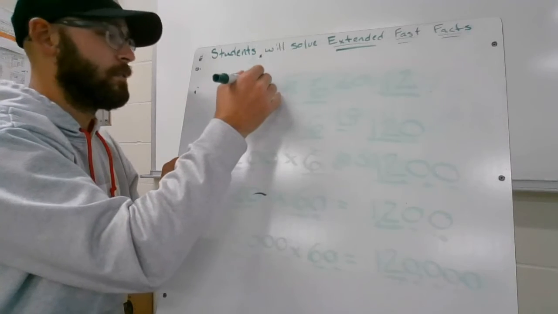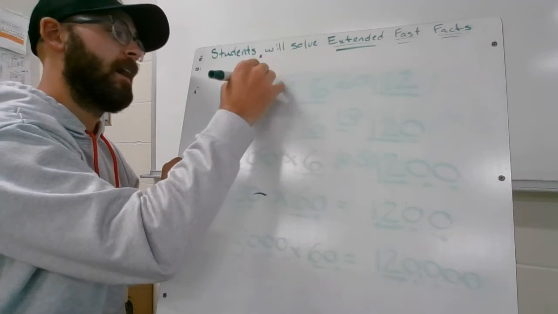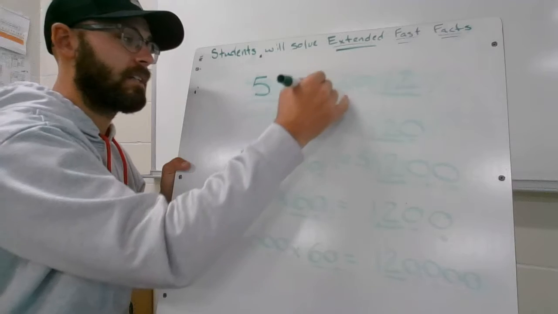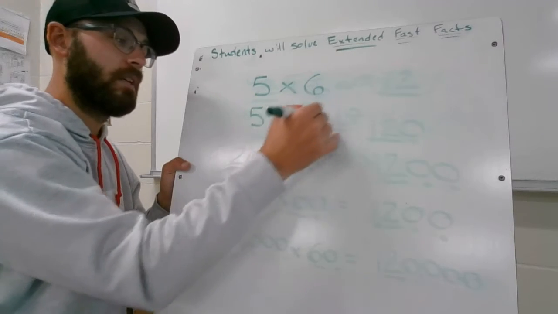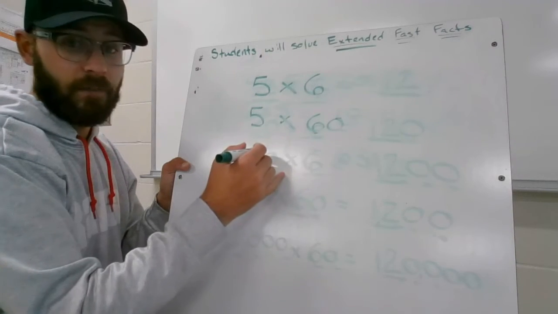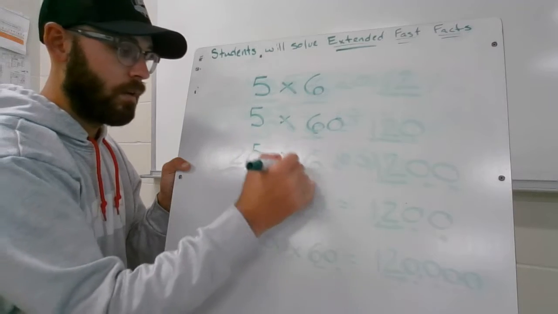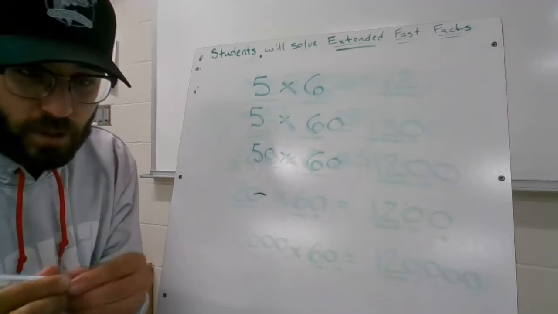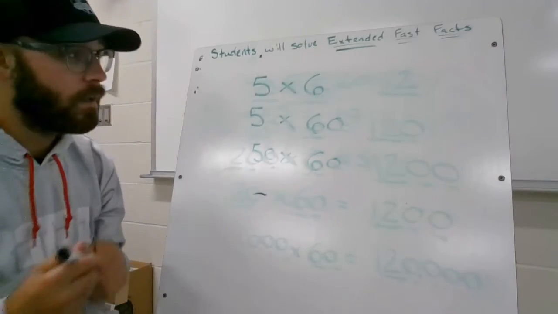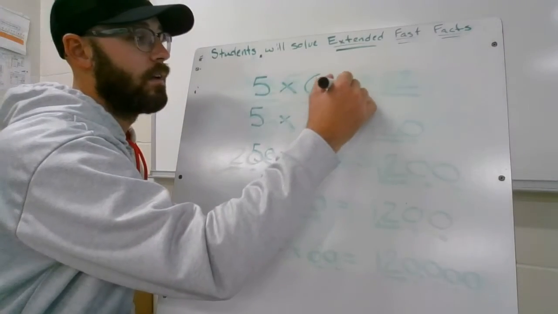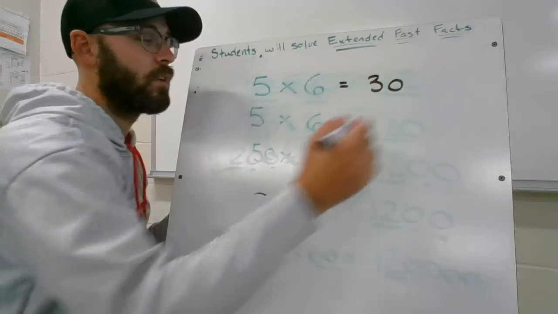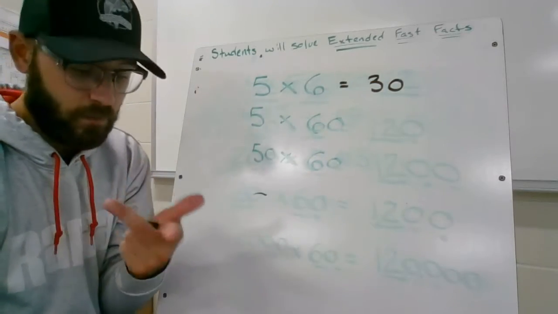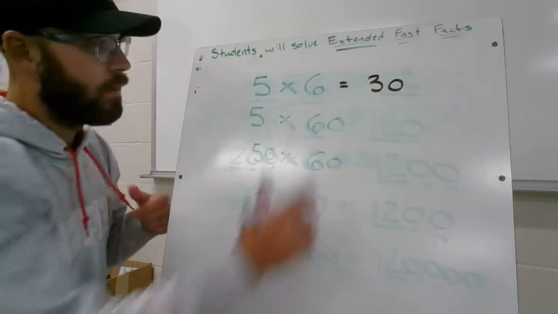Let's do just a random one. 5 times 6, and then I'll do 5 times 60, and 50 times 60. The same concept works. I'm going to switch markers because my board didn't erase so well. 5 times 6, we all know, is 30. You could count by 5 6 times: 5, 10, 15, 20, 25, 30.